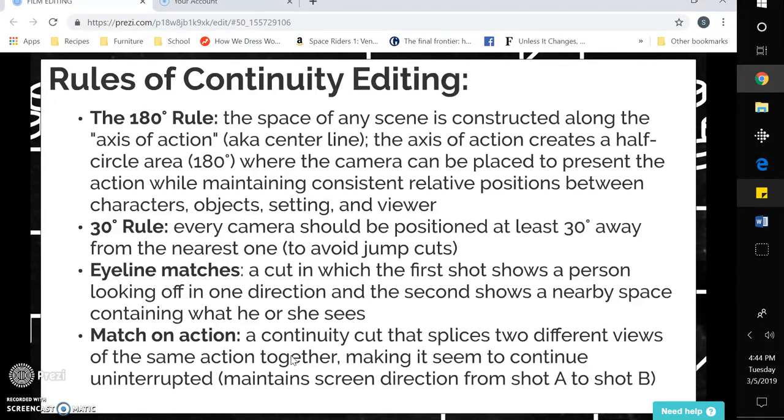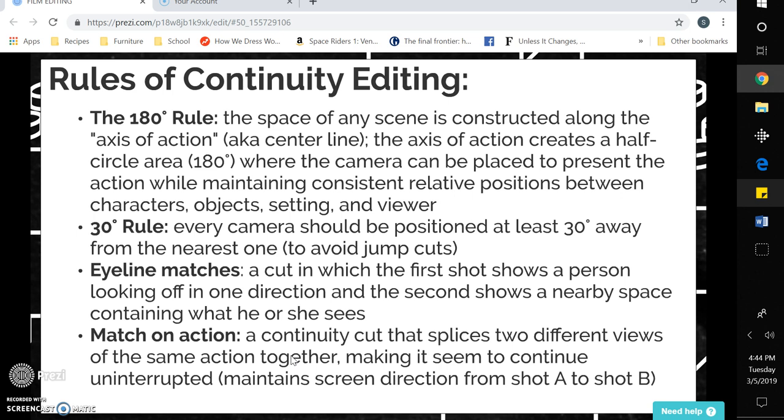Another technique of continuity editing is called the match on action. Now, this is a cut that splices together two different views of the same action, making it seem like it continues uninterrupted. And it maintains screen direction, which means if the action was moving left to right in shot A, it's still moving left to right in shot B. That goes back to the 180-degree rule. If you keep your camera in the right spot, you're going to maintain consistent screen direction.